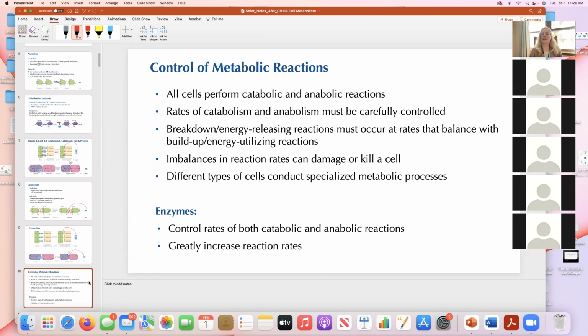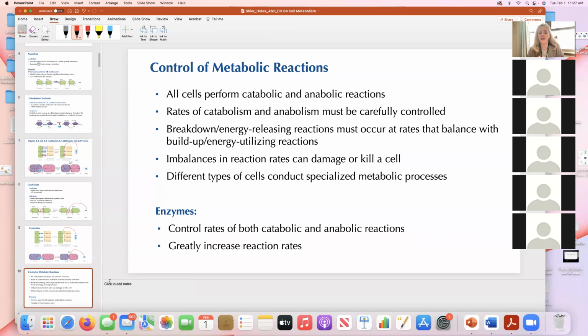So the breakdown energy-releasing reactions have to occur and be balanced with the building up. And when you get way out of whack, you can find you can have gaining weight, gaining muscle, when you're not in balance with that. Imbalances in your reaction rates can kill a cell. Okay, so this is why homeostatic mechanisms are really important. The cell is very fine-tuned in needing all these reactions happening just right in order to keep its homeostatic base going.